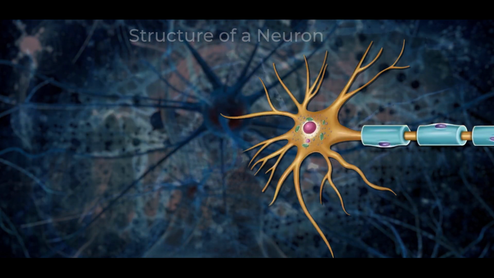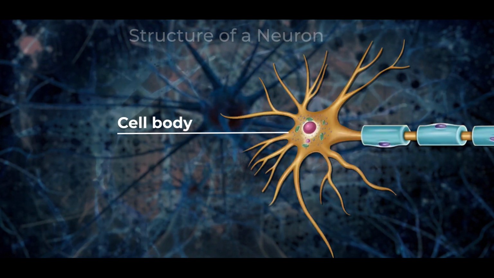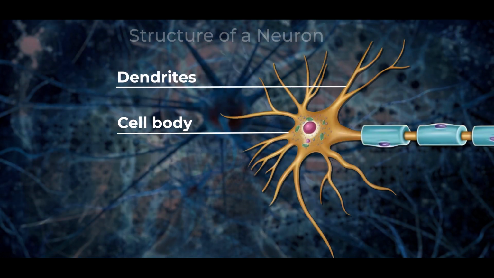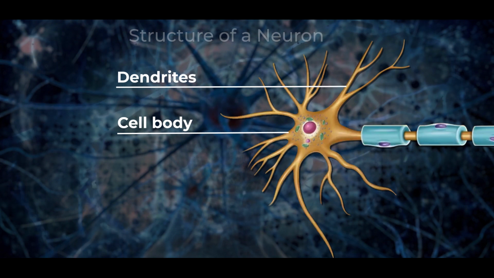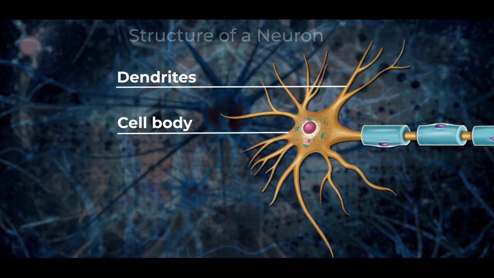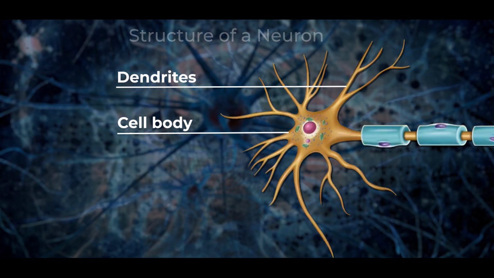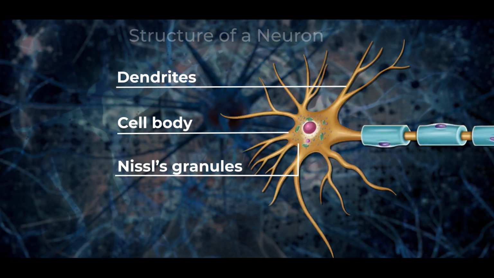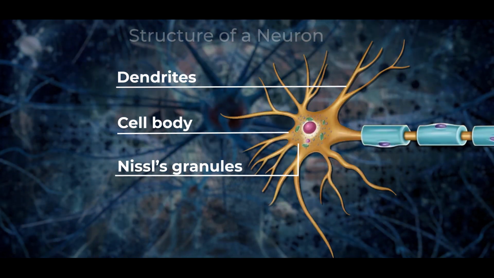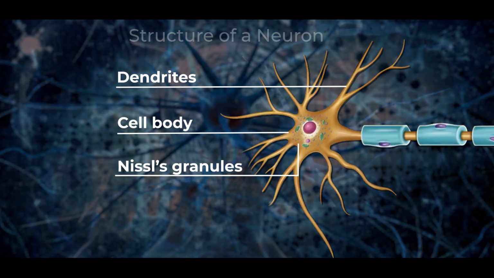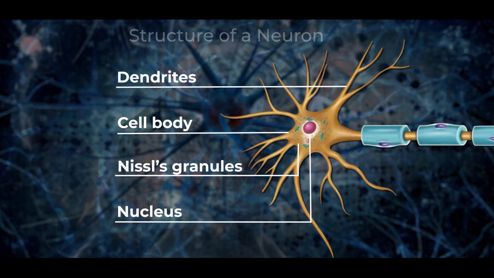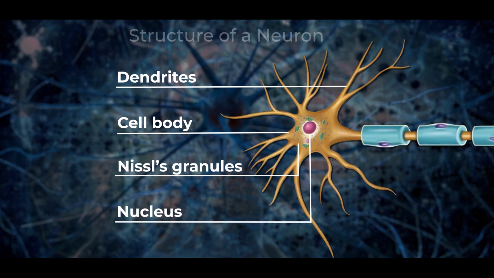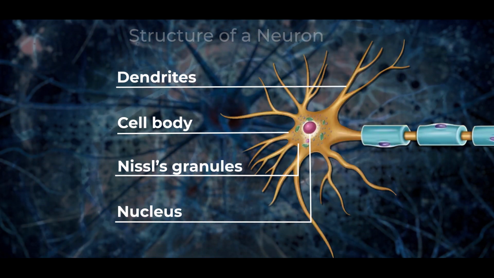First, let's start with the cell body. If you look at the cell body, you will find structures called dendrites. The function of these dendrites is to carry in the impulse from another neuron. Then Nissl granules are present. The function of Nissl granules is to provide food to the cell. Then the nucleus, just like in any other cell, coordinates the activities of the cell.